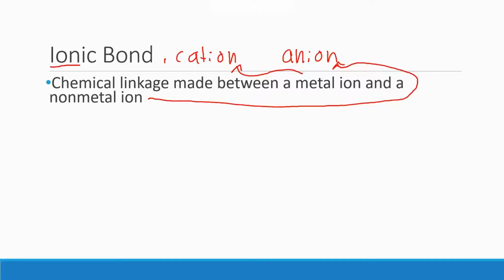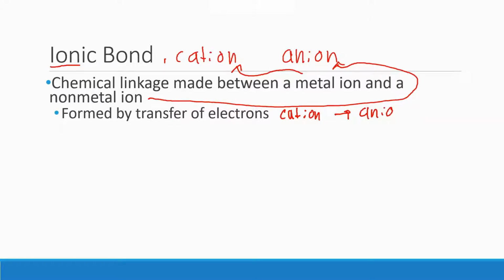So what that means is that this chemical linkage, or this bond, is formed by the transfer of electrons. And this transfer goes in a one-step way. So it goes from the cation, or the metal, to the anion. The cation donates its electrons over to the anion. And remember, when the cation loses the electrons, it will gain a positive charge. When the anion gains electrons, it will have a net negative charge.